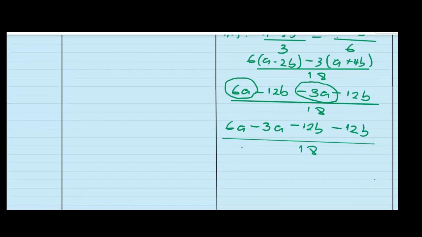Okay. So let's simplify. 6A minus 3A, we just subtract their coefficients. So 6 minus 3 is going to give us 3. So we have 3A. And then negative 12B minus 12B is going to give us negative 24B. Don't forget that it is all over 18. So this line is not straight. Let me get it well. So that's going to be something like this. Very nice one. So that's the final answer for the II.